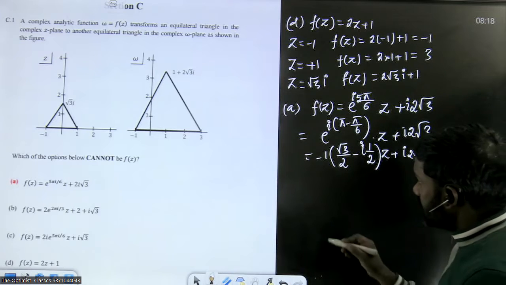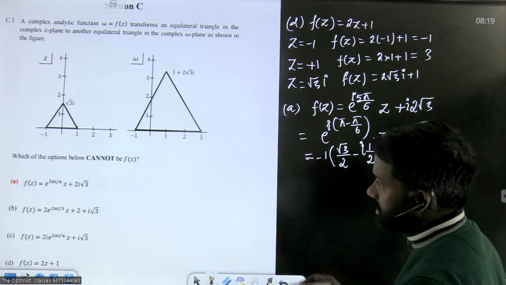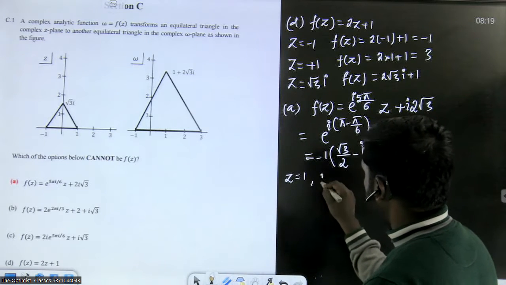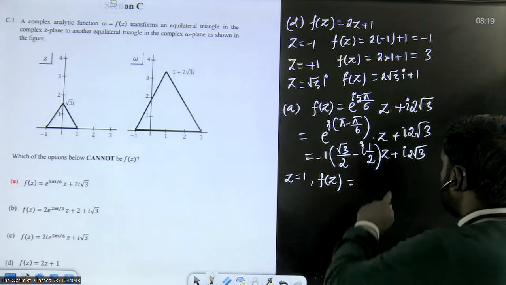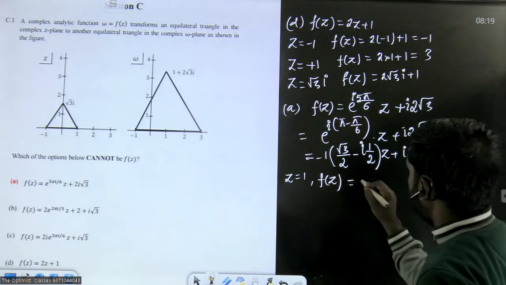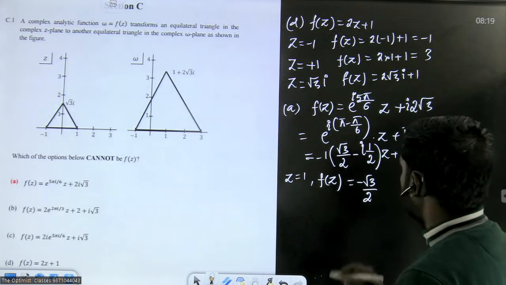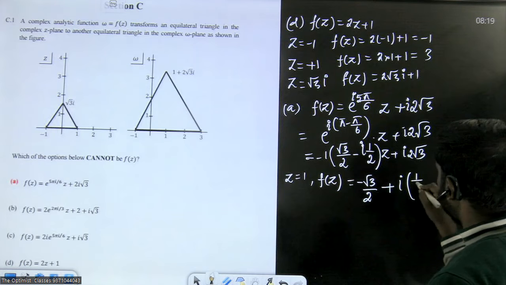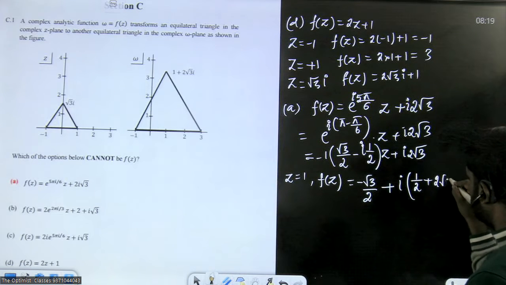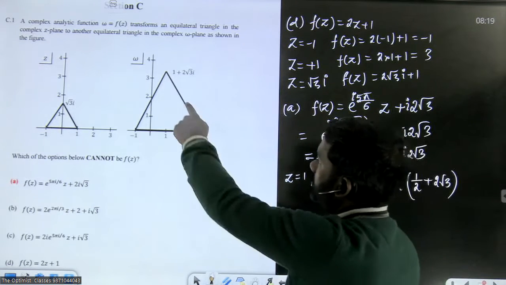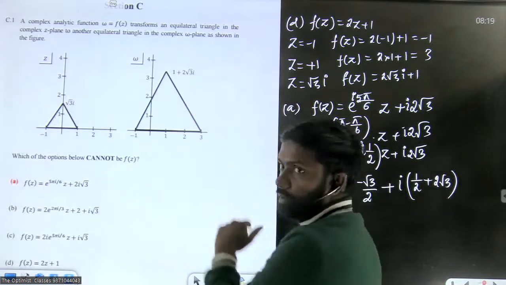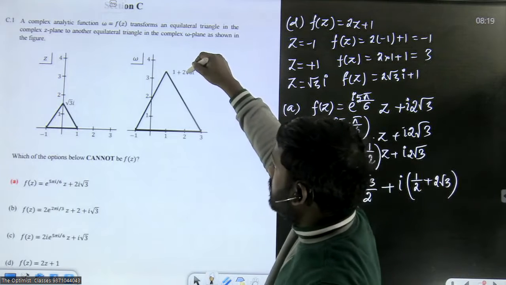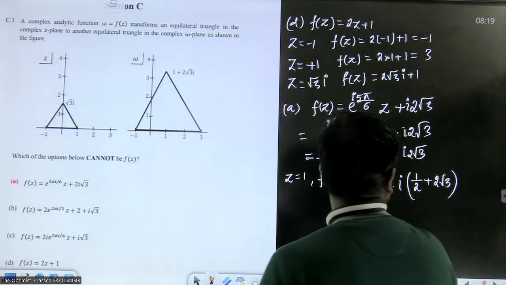Now let's see. Suppose we put z equal to 1 here. Then let's see what we get. f(z) is equal to, putting z equal to 1, minus times minus gives plus, and we get here -√3/2 plus i times (1/2 plus 2√3). Now you see there is no such point in this omega plane. See, i times (2√3 plus 1/2). See, the highest point is 1 plus 2√3.